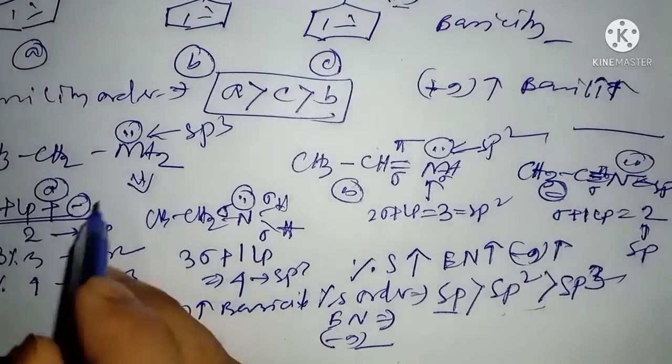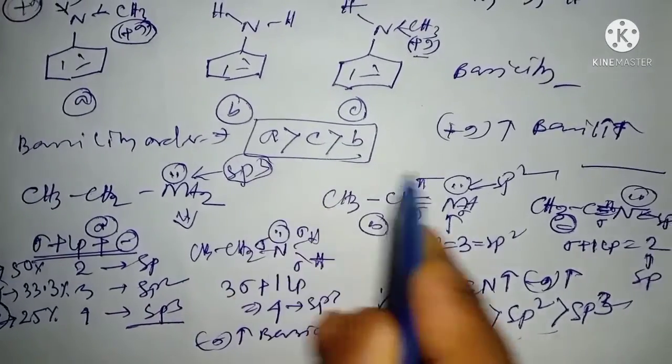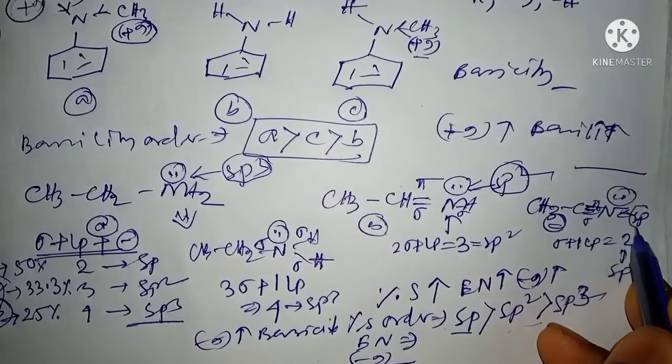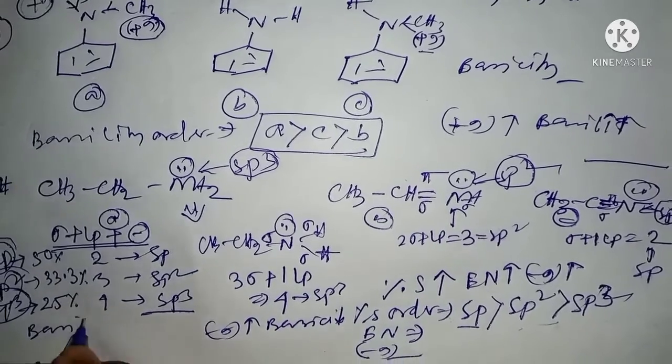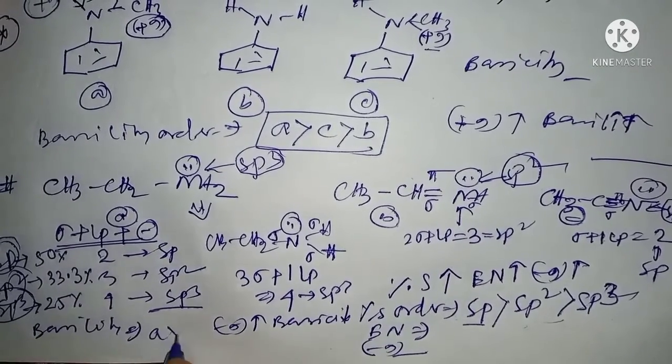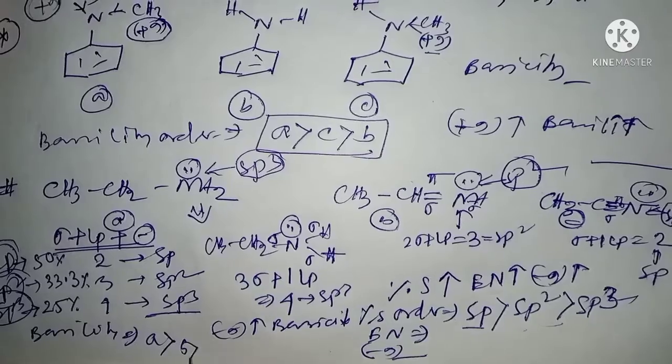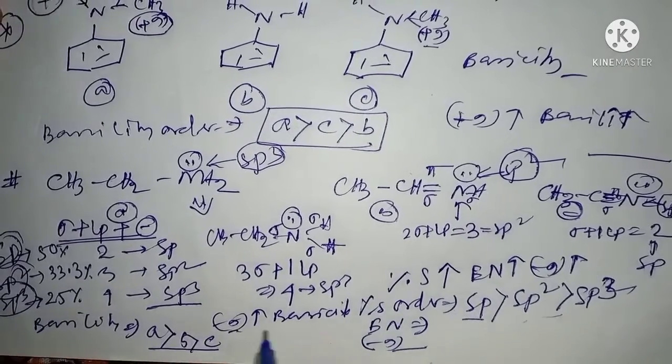Now there is sp3 hybridization, sp2 hybridization, and sp hybridization. So the basicity order is A greater than B greater than C, because as the minus I effect increases, basicity decreases.